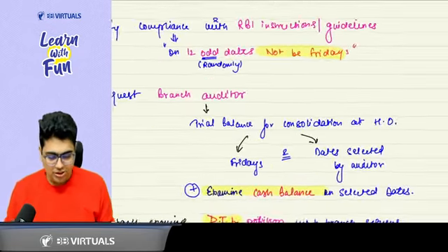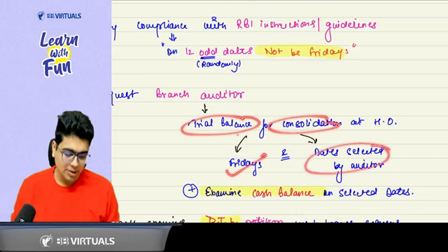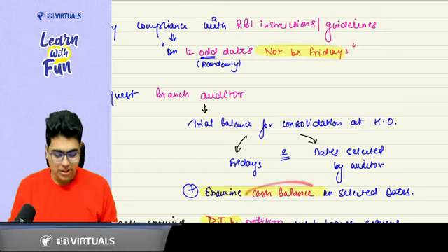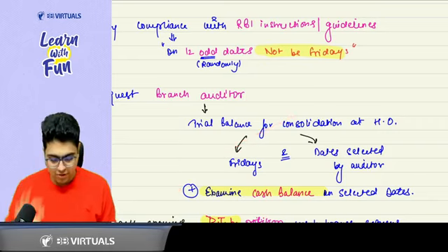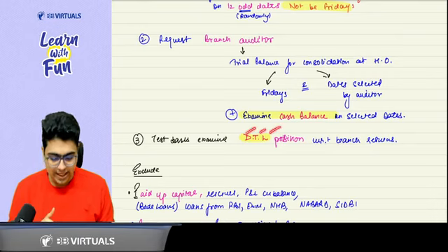Branch auditor will submit the trial balance for consolidation on Fridays and the dates which are selected by the auditor other than Friday. On these dates, also request the branch auditor to examine the cash balance. Is the liquidity wala part checked? Yes, sir. Now we will focus on the DTL wala part, that is demand and time liability.